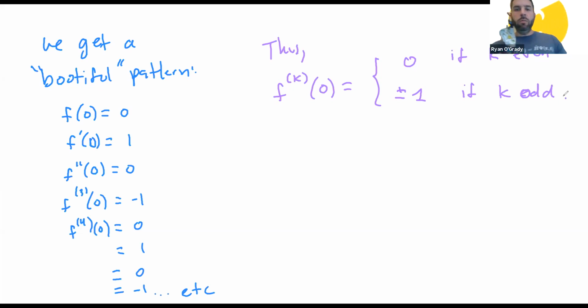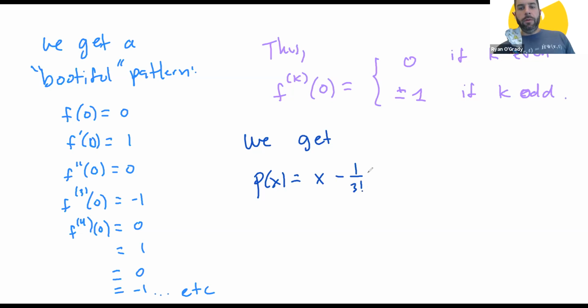All right, so if we understand that that's how this is going down, what we end up getting is that the polynomial is x minus 1 over 3 factorial x cubed plus 1 over 5 factorial x to the 5th, you know. And of course, we can take this as far out as we want.